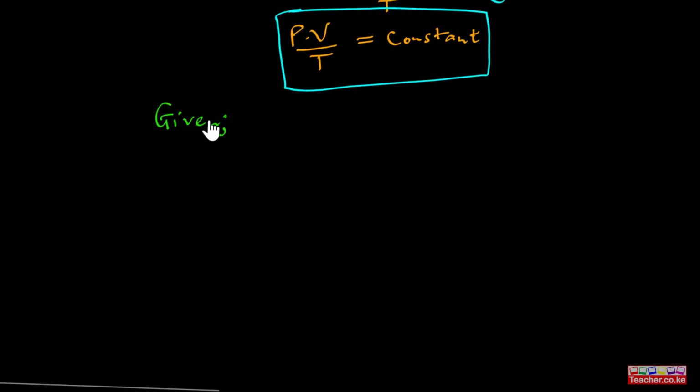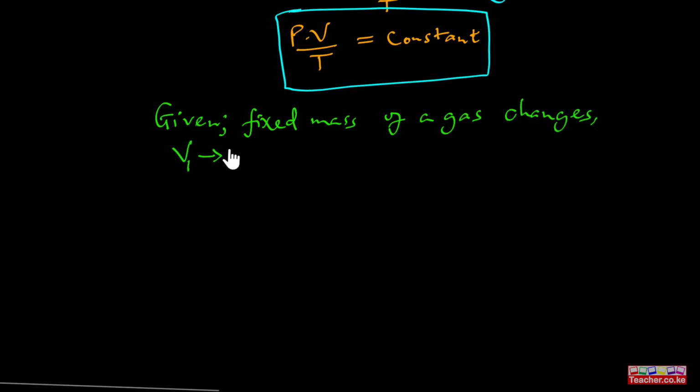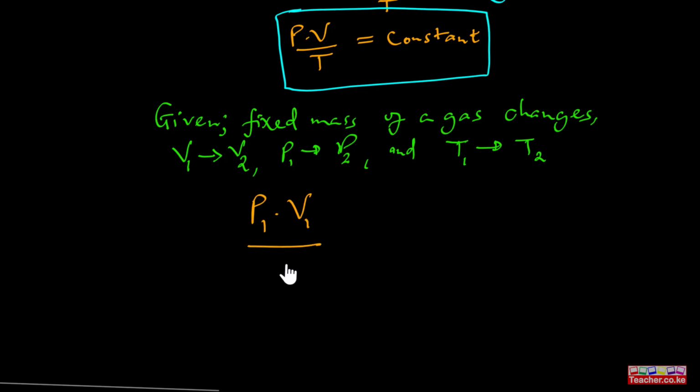So if we have a fixed mass of a gas and its volume changes from V1 to V2, its pressure from P1 to P2, and its temperature from T1 to T2, the three values can be expressed as P1 V1 over T1 equals P2 V2 over T2.